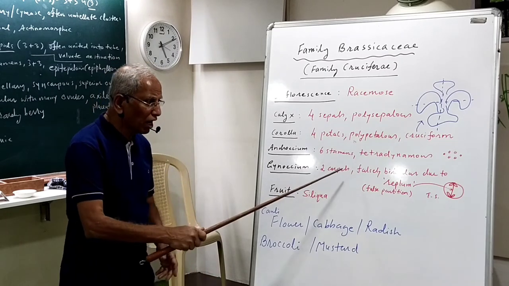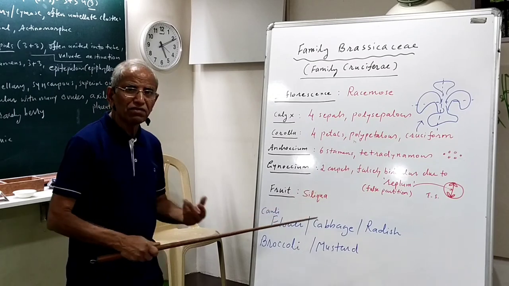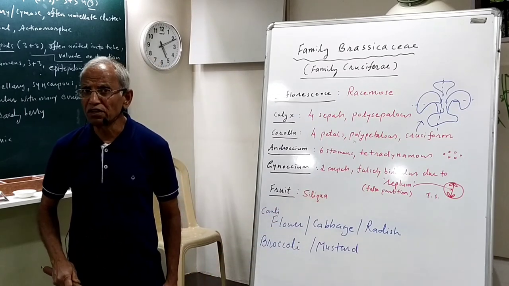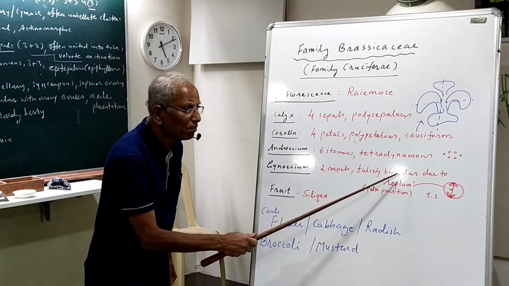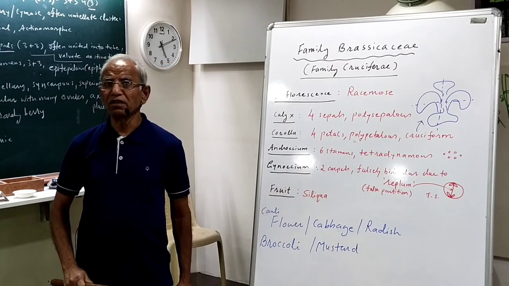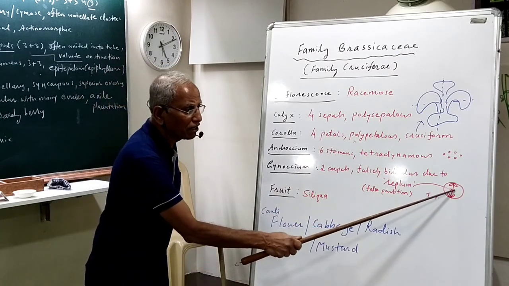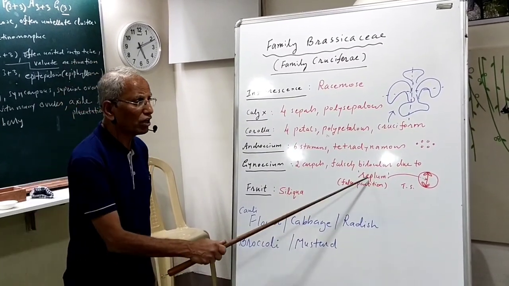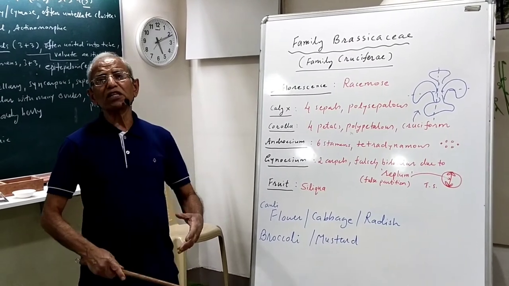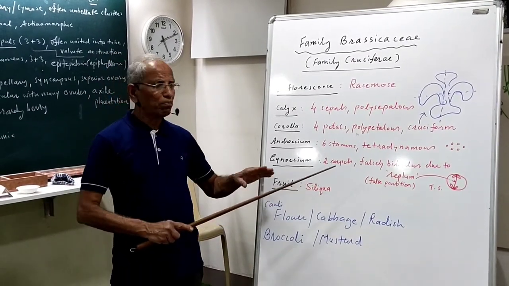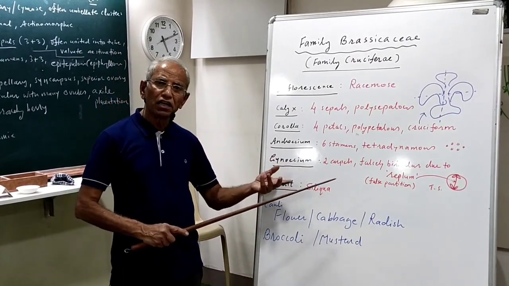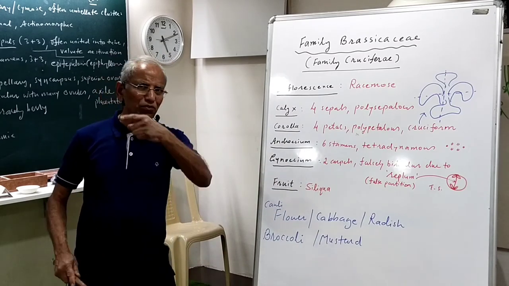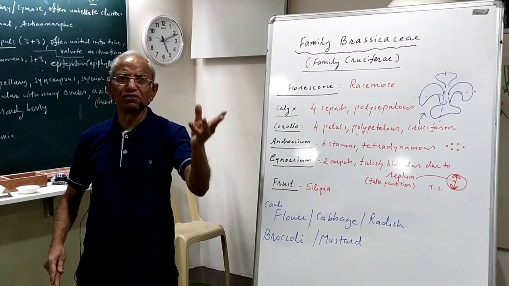Here, there are 2 carpels, and even if they are fused, that's not true fusion. There is a bilocular condition because of a false partition. You will ask me why false partition, which is called a replum. It is basically a bicarpellary syncarpous ovary with a single locule, combined chambers.